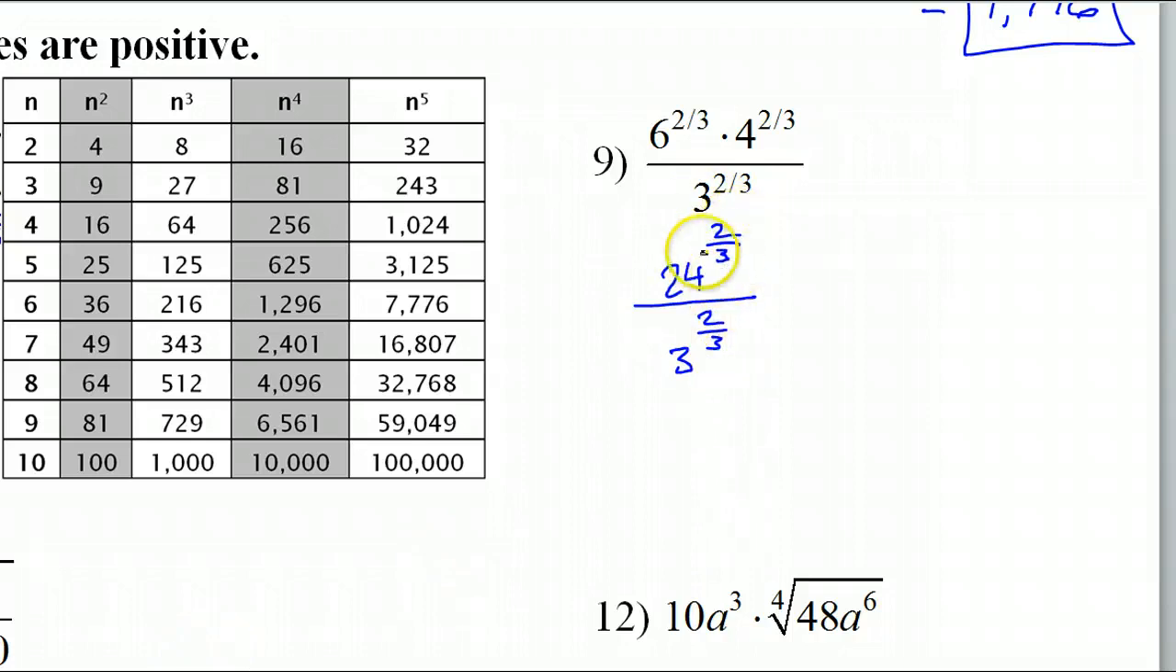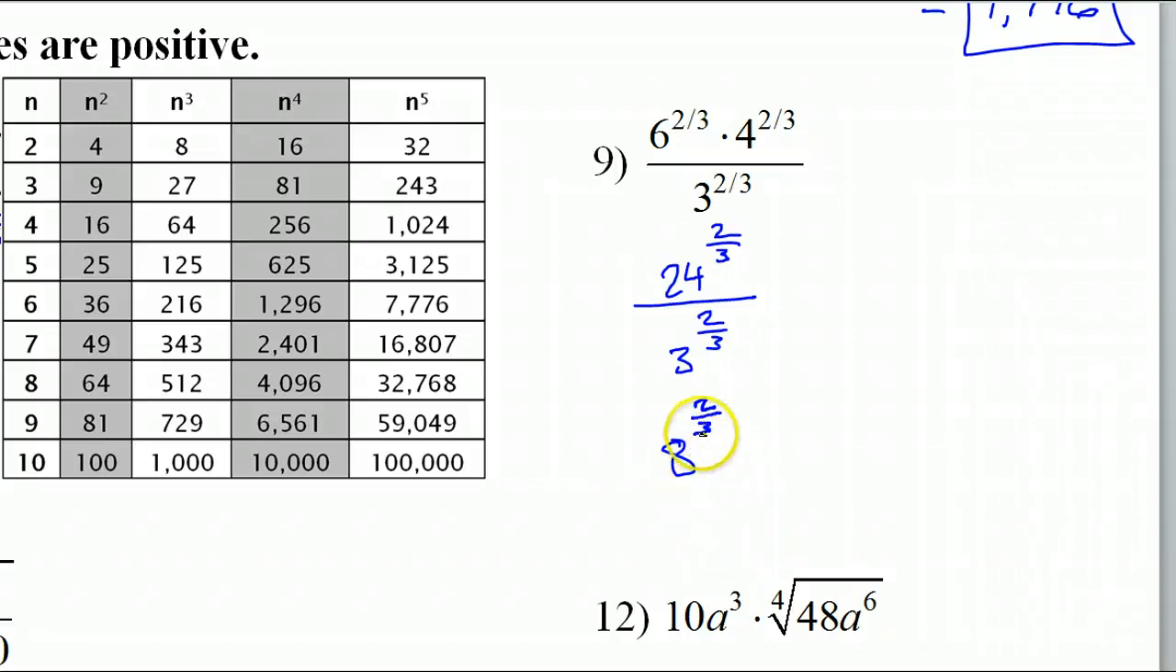Once again, something is the same. If the exponents are the same, you can go ahead and divide with the bases. So 24 divided by 3 is 8. So now I will have 8 to the 2 over 3 power. Notice the thing that stayed the same stays the same. Alright, so now we just have to go ahead and simplify this if we can.